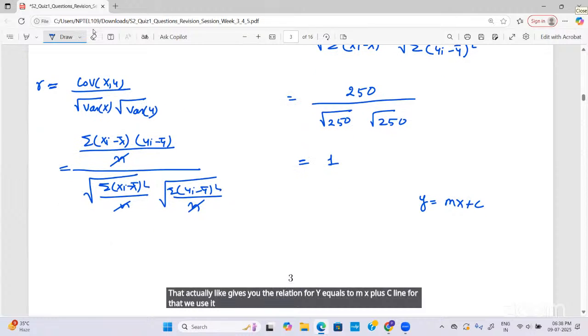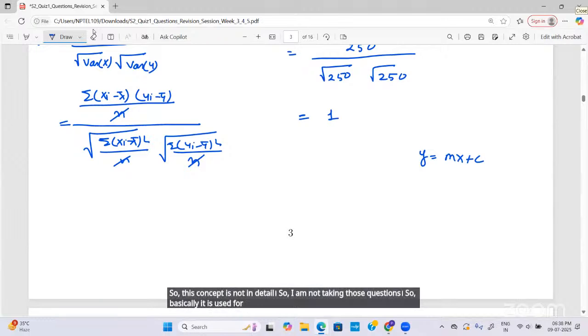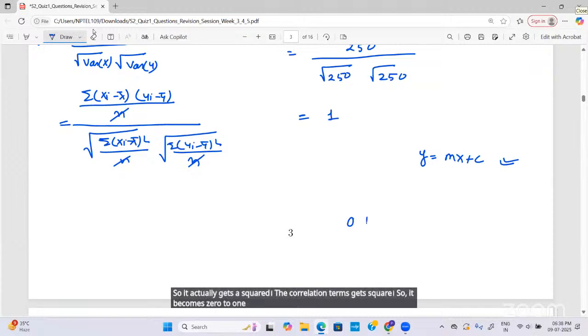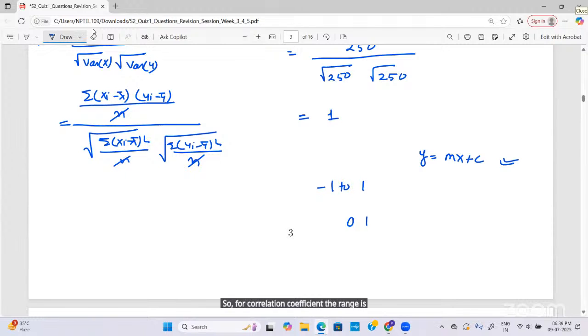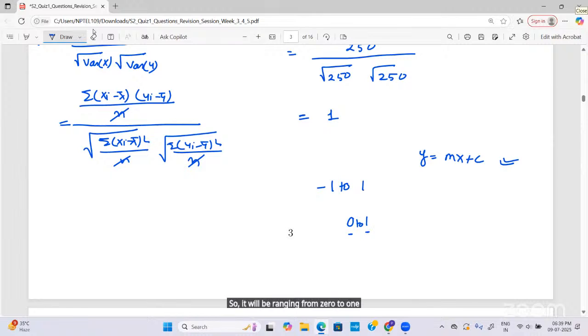So this concept is not in detail, so I'm not taking those questions. Basically it is used for this linear relationship, the y equals mx plus c line. So it checks the goodness of fit of this line to the data set. They say that it lies in the range 0 to 1. The correlation term gets squared, so it becomes 0 to 1. So for the correlation coefficient, the range is from -1 to 1, right? When you take the square of these values, it will range from 0 to 1. So that's why capital R lies in this range, 0 to 1. Okay.